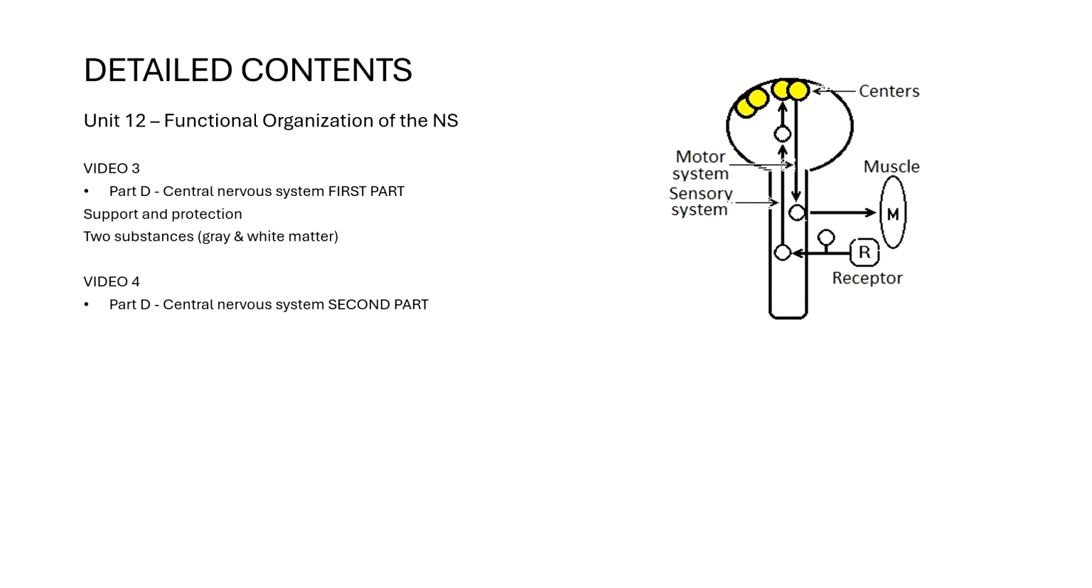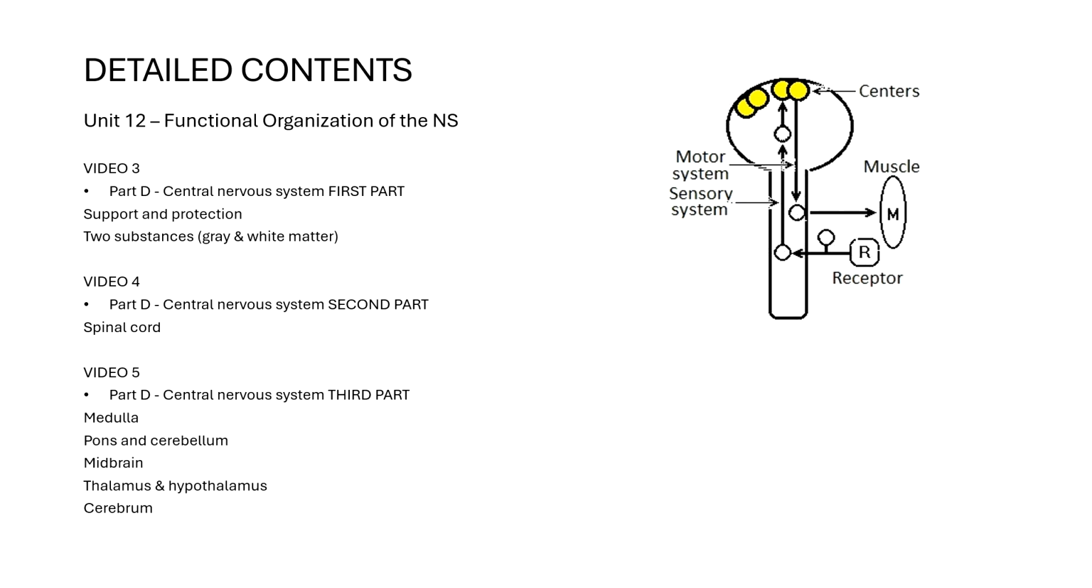Video 4 continues with Part D, a further look at the central nervous system. It includes a discussion of the spinal cord. This will include spinal reflexes, the muscle spindle, and its role in muscle contraction. It's quite complex.